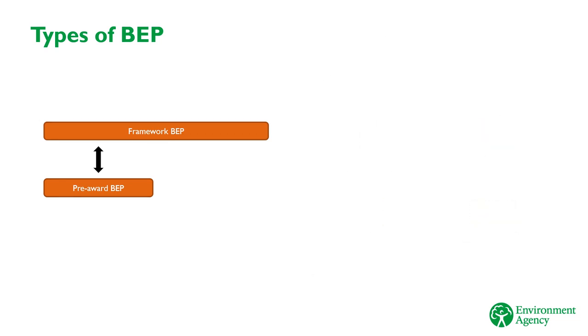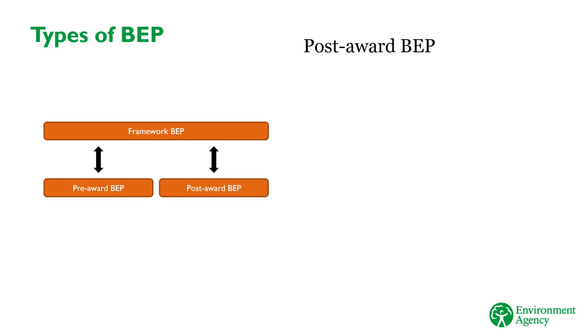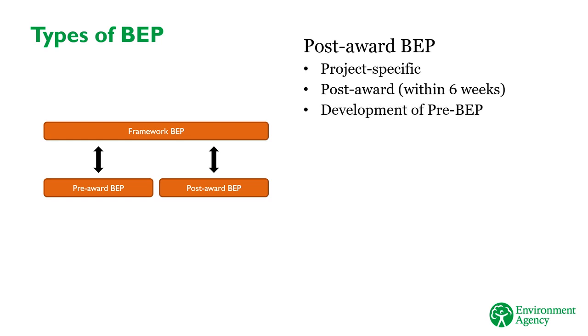The final type of BIM execution plan is the post-award BEP. Again, this is project-specific, but this time is produced once the contract has been awarded. Under the terms of the EIR, the supplier must produce the post-BEP within 6 weeks of contract award. The post-BEP builds on the pre-BEP issued in the tender pack. It confirms the details of the proposal made in the supplier's tender and adds more information on how the supplier will implement BIM on the project.